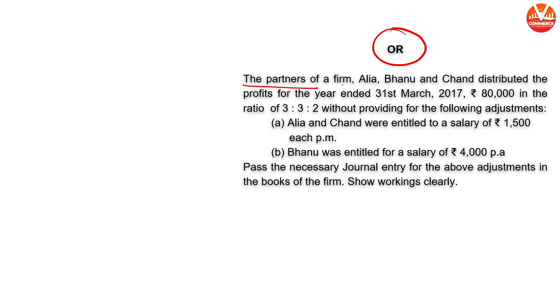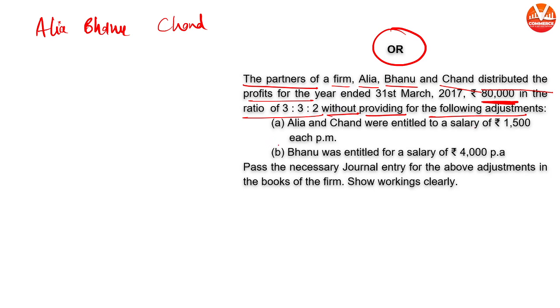So the partners of firm Alia, Bhanu and Chand. There are 3 partners. They distributed profits for the year, 80,000, in the ratio 3:3:2 without providing for the following adjustment. So they distributed the profit as it is, without providing salary to Alia and Chand and without providing salary to Bhanu. Now we have to pass the necessary journal entry for the above adjustment.